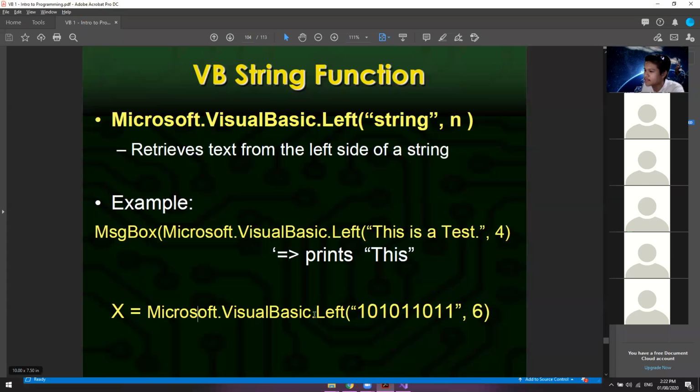So another example is this one. Same, Microsoft.VisualBasic.Left. So we're going to retrieve 6 characters. So starting from the left, 1, 2, 3, 4, 5, 6. So magiging result is 1, 0, 1, 0, 1, 1. Okay? So are we clear so far with this function? Yes, sir.